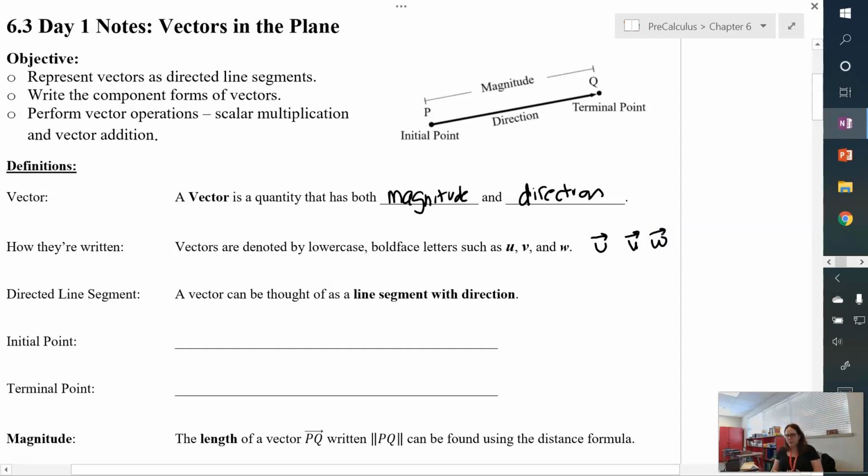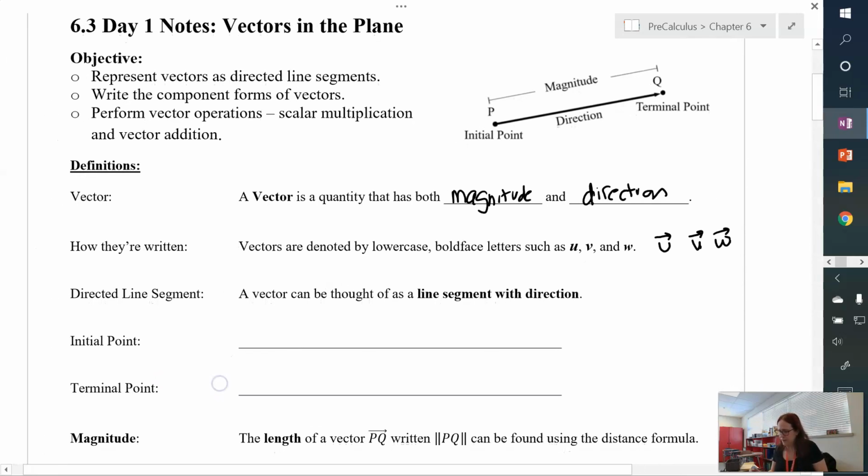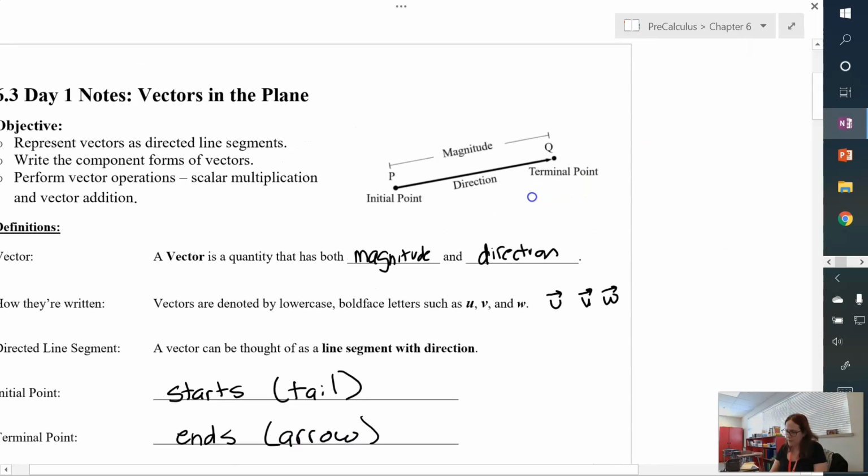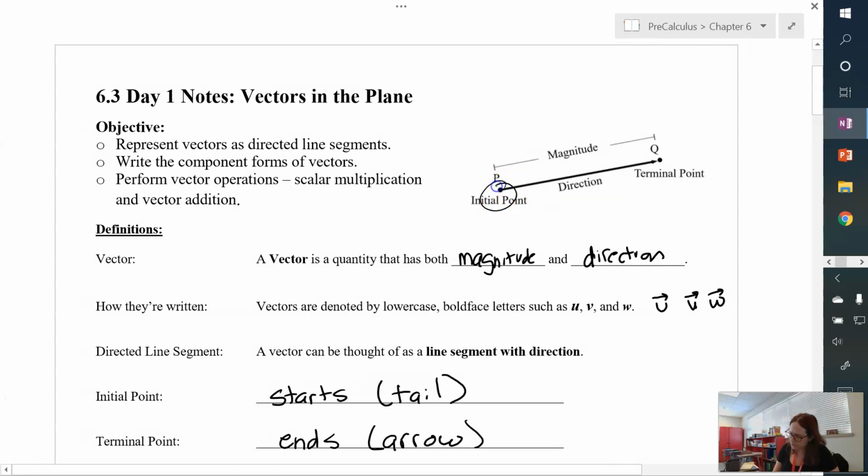A vector can be thought of as a line segment, so remember back in geometry, line segments that have a specific direction. Here are some definitions on a vector. The initial point, that's where your vector starts, and this is often called the tail. Then the terminal point is where it ends, and that's where the arrow is going to be. If you look here, I have drawn a vector starting at the initial point and going to the terminal point. Magnitude is how long it is, and the direction is the direction it's going in.